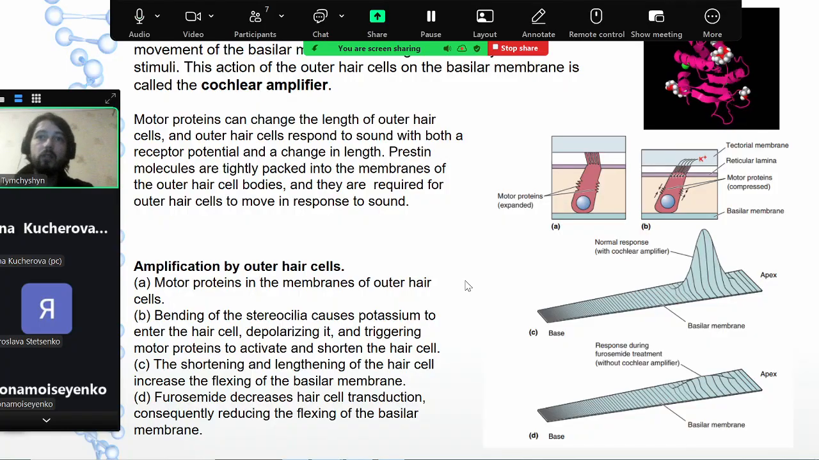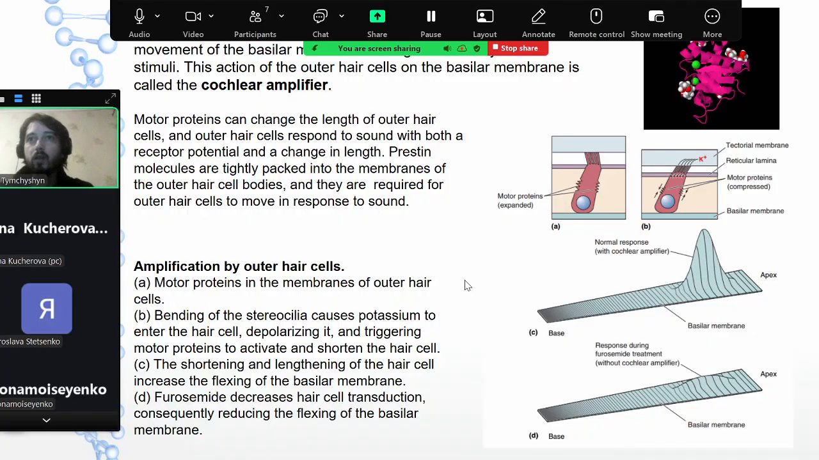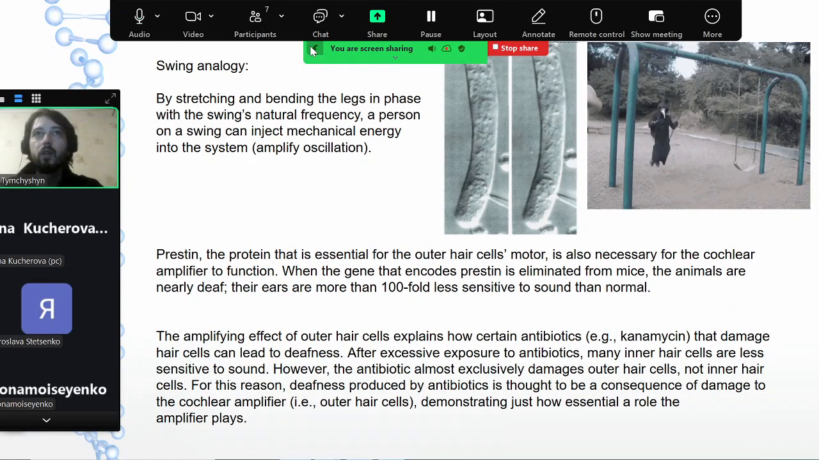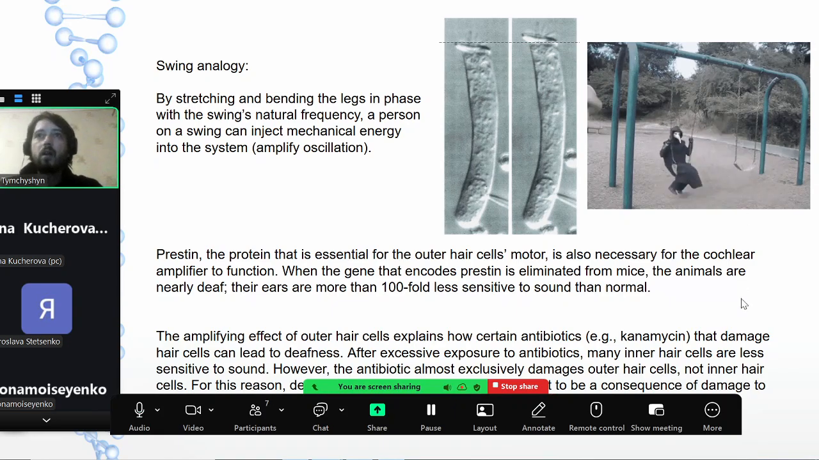And that looks like... I think I have... why can't I switch slide? Here I have... that may have some sort of swing analogy.